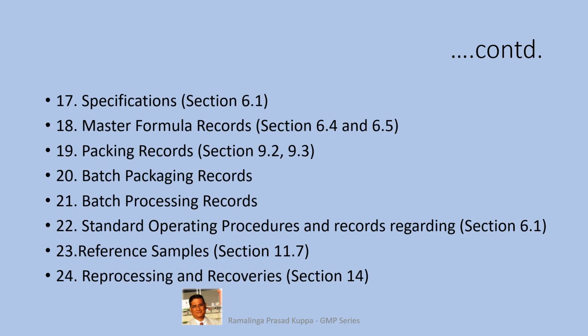Further continued sections, specifications are given in Section 6.1. Master formula records are given in Section 6.4 and 6.5. Packing records are given in Section 9.2 and 9.3. Batch packaging records, batch processing record, standard operating procedures and records regarding are given in 6.1 section. Reference samples are given in 11.7. Reprocessing and recoveries are given in section 14 of ICH Q7.